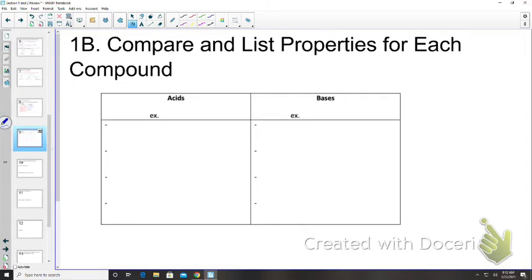Okay, and then let's go over acids and bases. So let's start with bases because I already have the blue marker in here. So pH greater than or equal to 7? That was a question. Does it have a pH greater than 7 or a pH less than 7? Greater than 7. And then conversely, acids have a pH greater than 7 or less than 7? Less than 7. Okay.